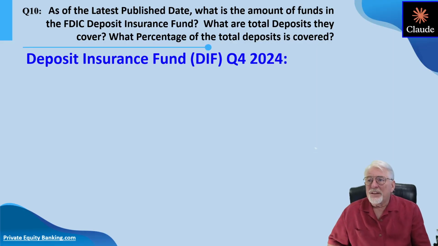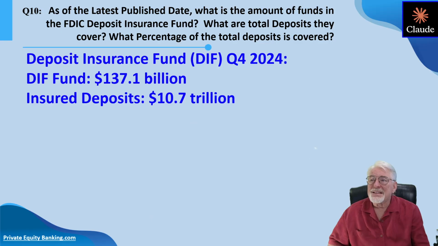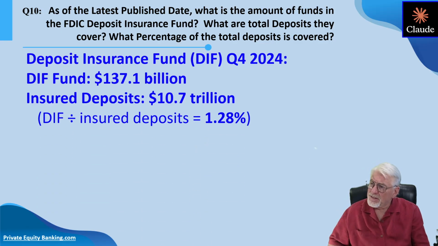Deposit Insurance Fund, fourth quarter 2024. I guess that was the latest they could find. The DIF fund is $137.1 billion. So it's up from what it was in 2023. Okay. Insured deposits, about 10.7 trillion. So the Deposit Insurance Fund divided by the insured deposits is 1.28%.